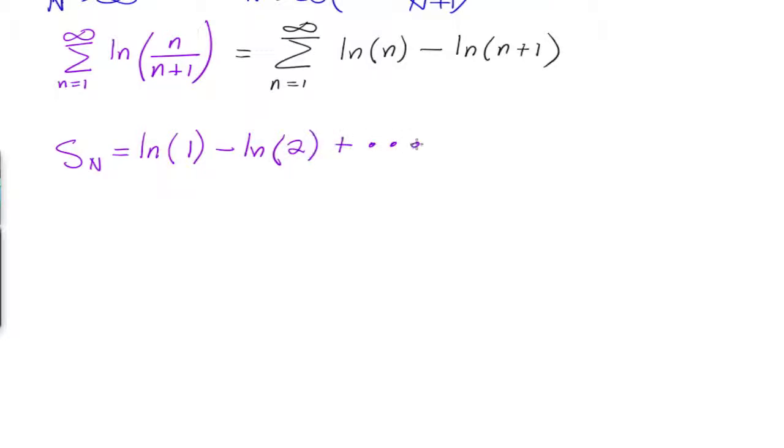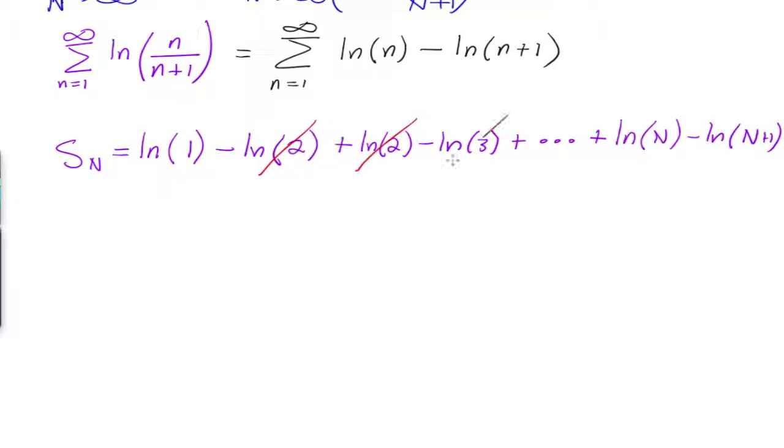plus, well, let's write out one more. So the next one, when n is equal to 2, it's going to be ln of 2 minus ln of 3, plus dot dot dot plus, what's the very last one look like? ln of capital N, minus ln of capital N plus 1, right? So which ones cancel out? The minus ln of 2 plus ln of 2, negative ln of 3 with the ln of 3.